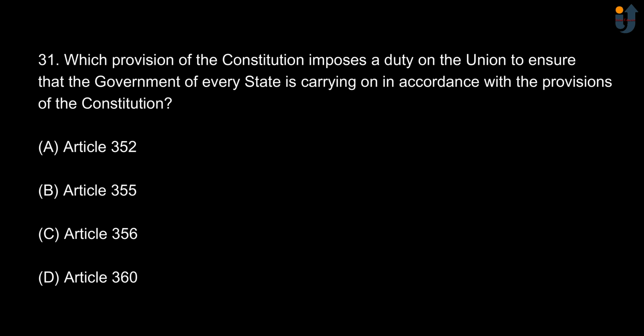Next, which provision of the Constitution imposes a duty on the Union to ensure that the government of every state is carried on in accordance with the provisions of the Constitution? Option A, Article 352. Option B, Article 355. Option C, Article 356. And option D, Article 360. The correct option is option B, Article 355.